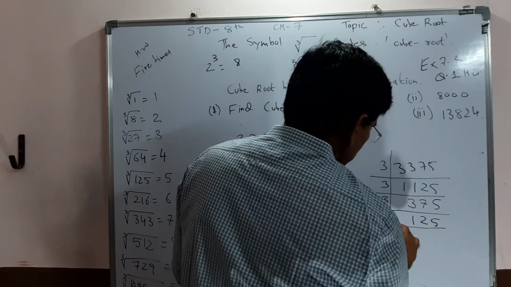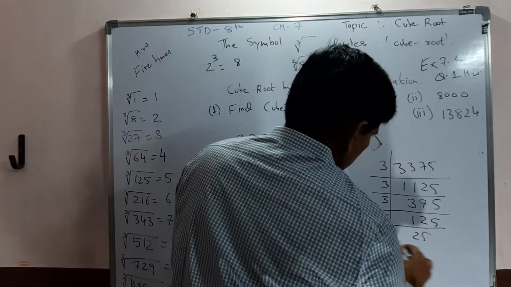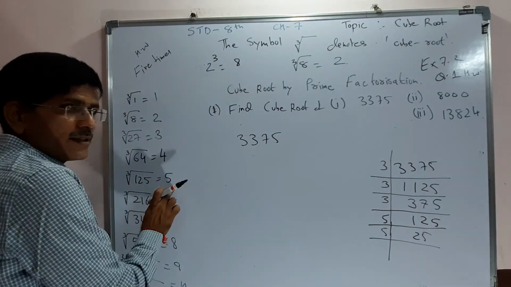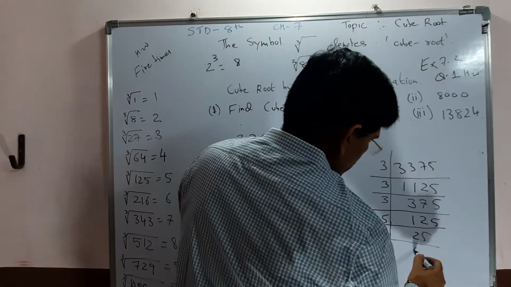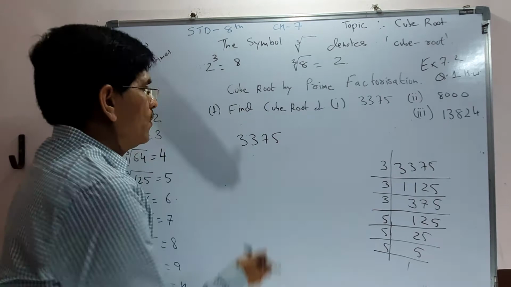Again we can do it by 5. So here 25. If you learn properly 1 to 10, so 125 is here. So we can go further. 5 5s, 1, 1.